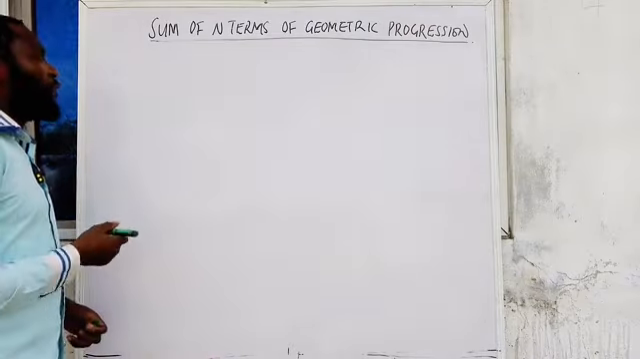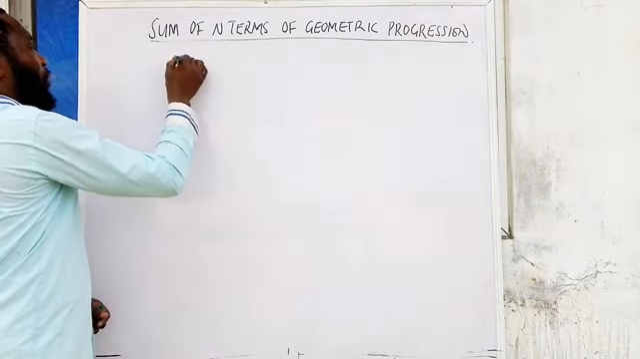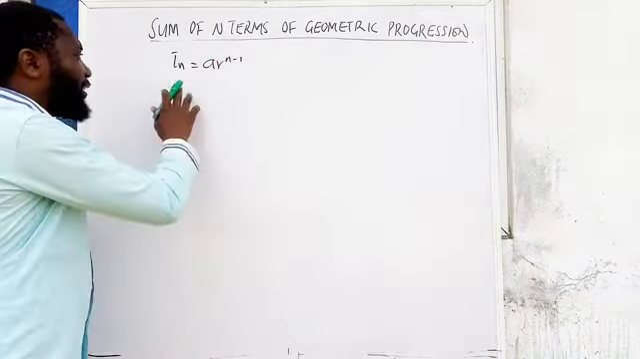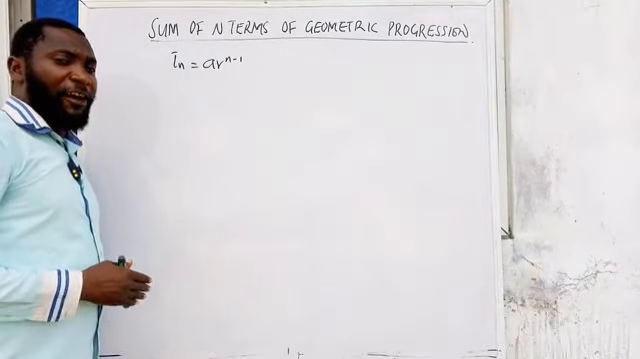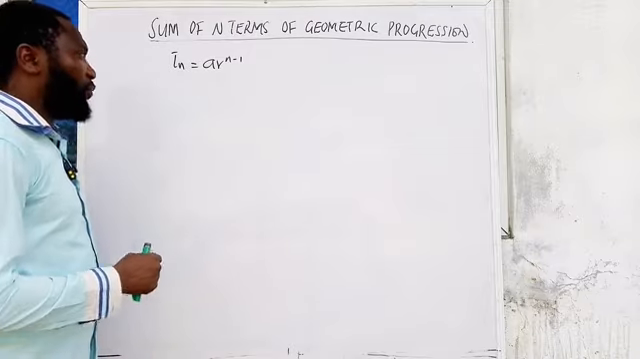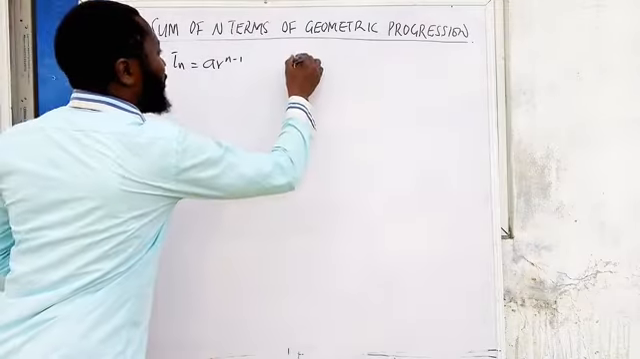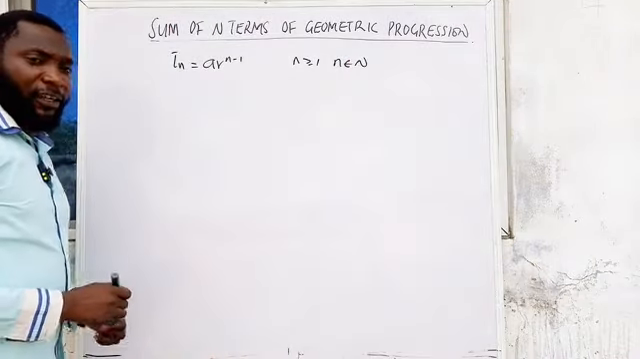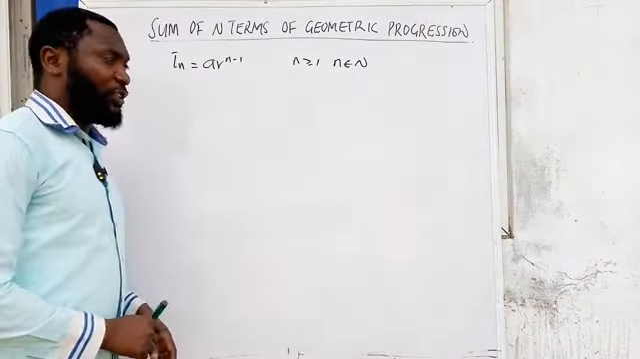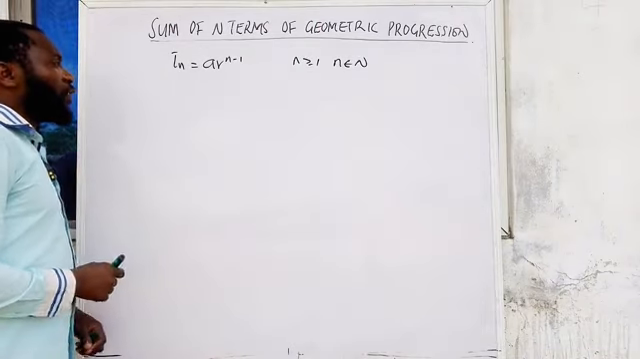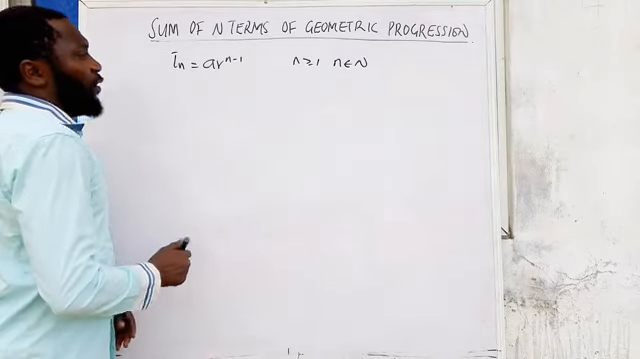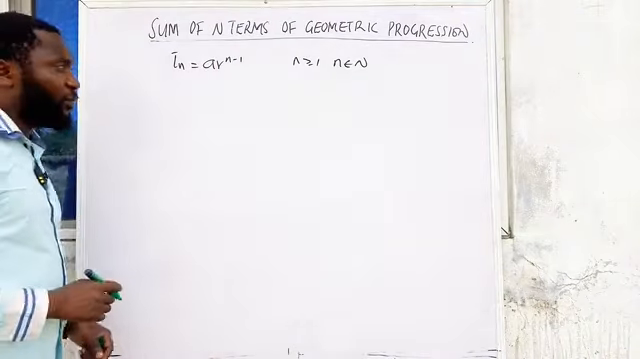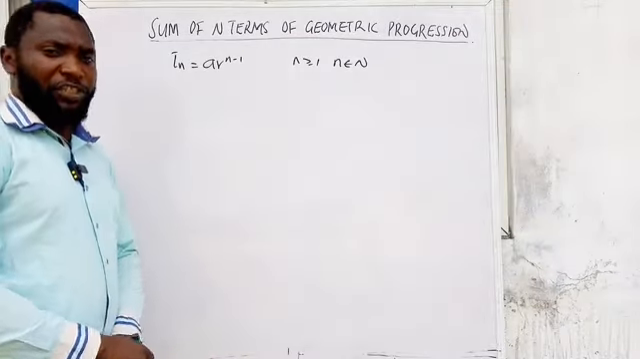So we say we have a geometric progression when Tn equals ar raised to n minus 1, where Tn is the nth term of the geometric progression, n is greater than or equal to 1 and n is a subset of the natural numbers. That is, n are positive integers. Also, a is the first term and r is the common ratio.